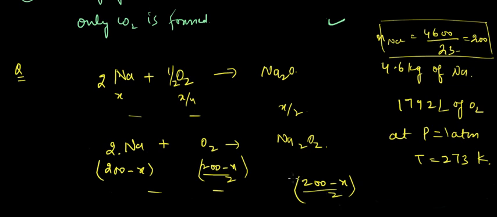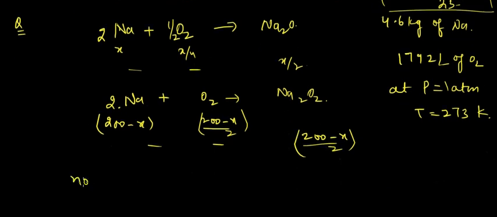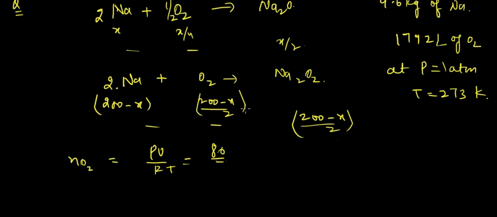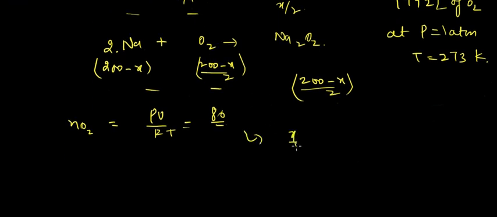Okay, so moles of oxygen we can calculate by PV upon RT. So this will give us 80 moles. Okay, so we know the total moles of oxygen used. This is x by 4 plus (200 minus x) by 2, which we equate to 80. So from here we can get the value of x as 80.